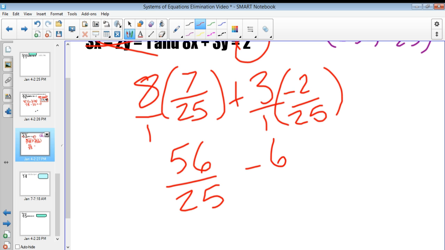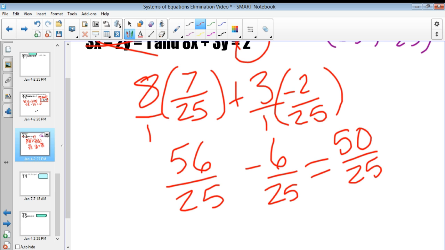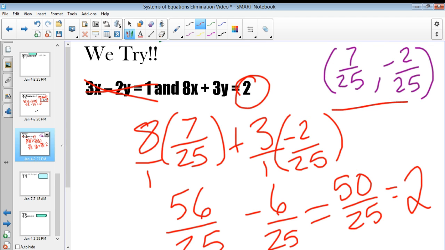So 56/25 minus 6/25 will leave us with 50/25, which is equal to 2. So that's our final answer. And again, it might not be obvious, and sometimes you're going to have whole numbers, sometimes you're going to have fractional, so you always want to check.